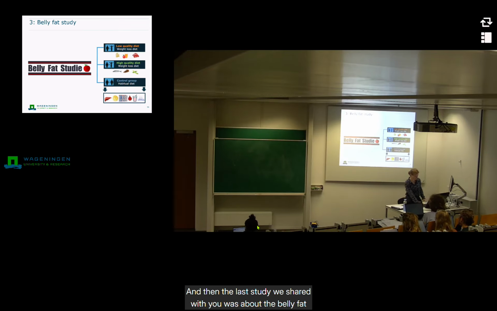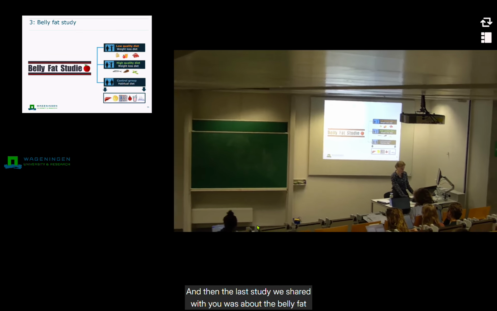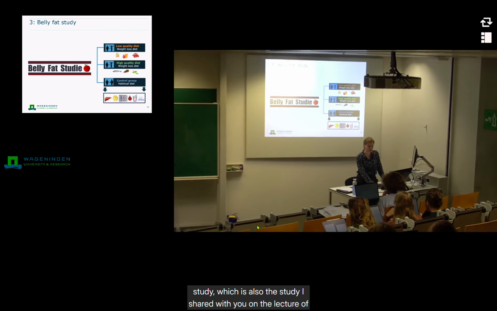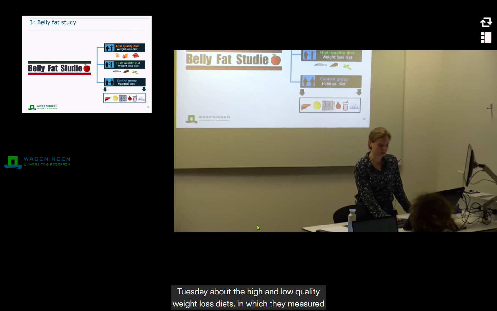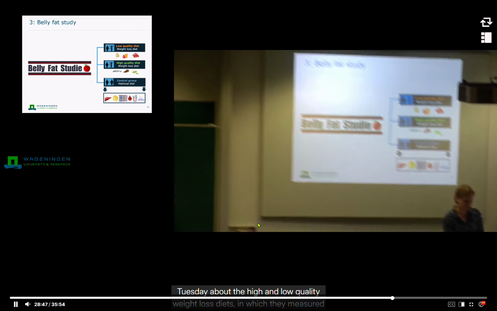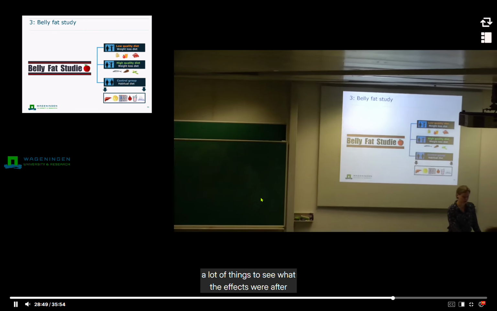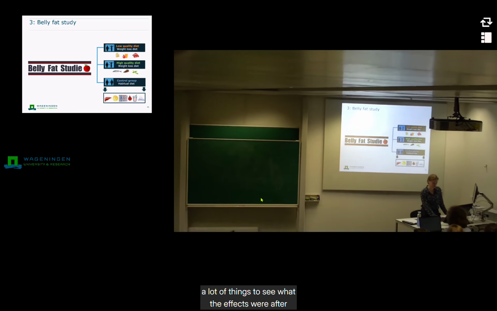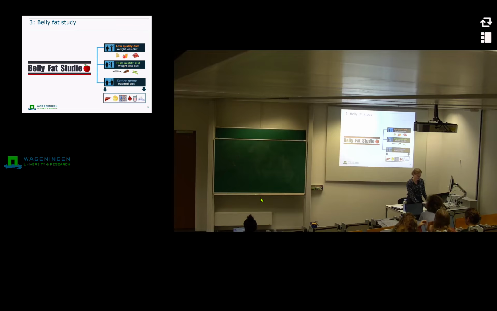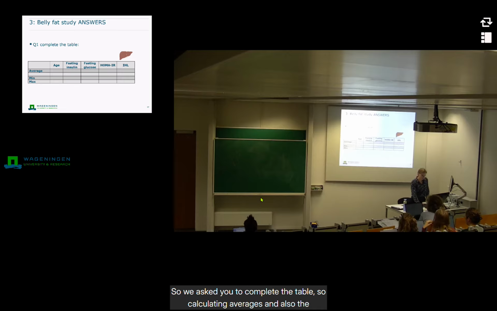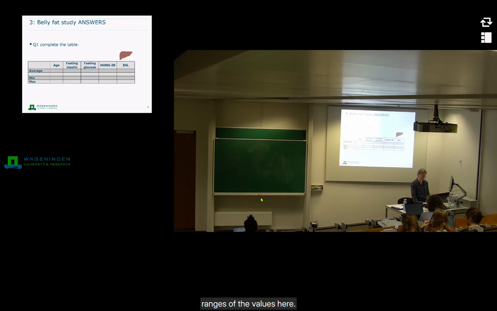And then the last study we shared with you was about the belly fat study, which is also the study I shared with you in the lecture on Tuesday about the high and low quality weight loss diets, in which they measured a lot of things to see what the effects were after the two different diets. So we asked you to complete the table, calculating averages and also the ranges of the values here. Well, I think you now know how to calculate the HOMA-IR.